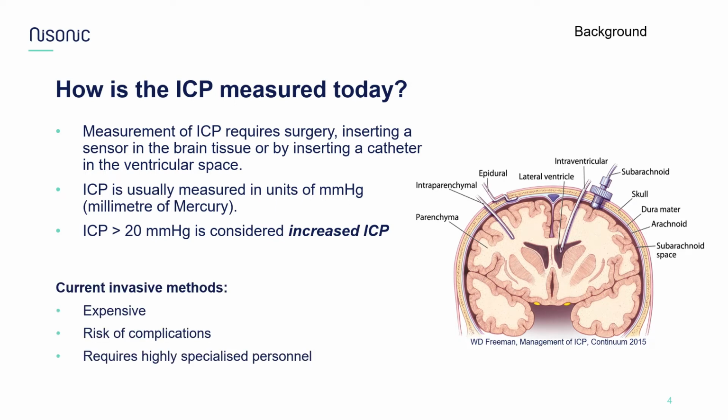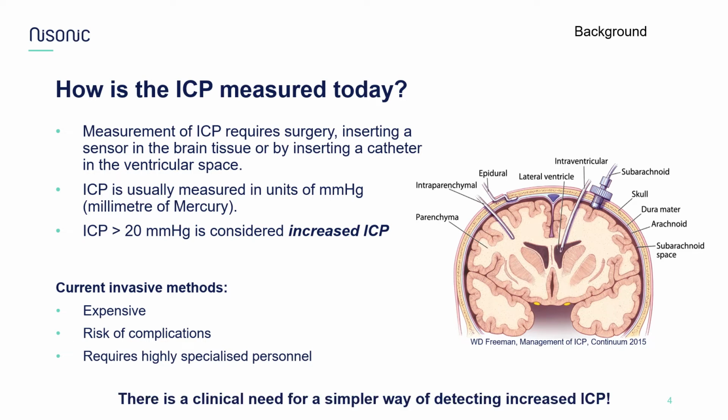ICP is usually measured in millimeters of mercury, and ICP above 20 millimeters of mercury is considered elevated ICP needing treatment. The conventional methods today have several drawbacks. They are expensive, there is a risk of complications, and the surgery requires highly specialized personnel. There is a clinical need for a simpler way of detecting elevated ICP.